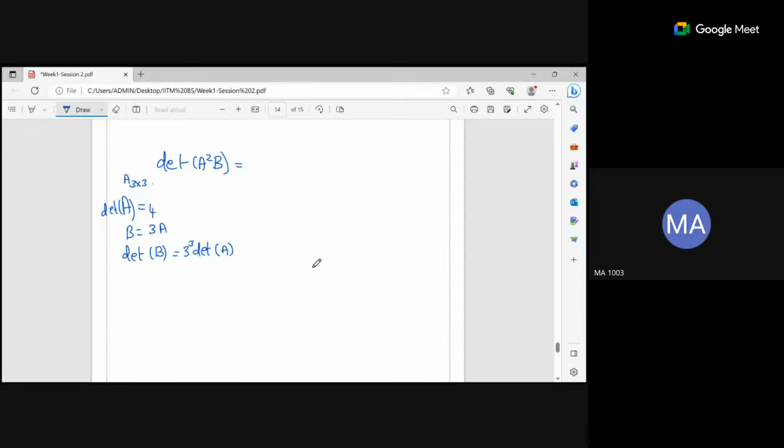Now you have to split this as the determinant of A whole squared times the determinant of B. The determinant of A whole squared means 4 squared, times the determinant of B, which is 27 times 4, right? So this is 4 cube into 3 cube, correct? Yes, ma'am. Now what is the cube root of this? The cube root of 4 cube into 3 cube is simply 4 into 3, right? Yes, ma'am. Got it. Thank you, ma'am.